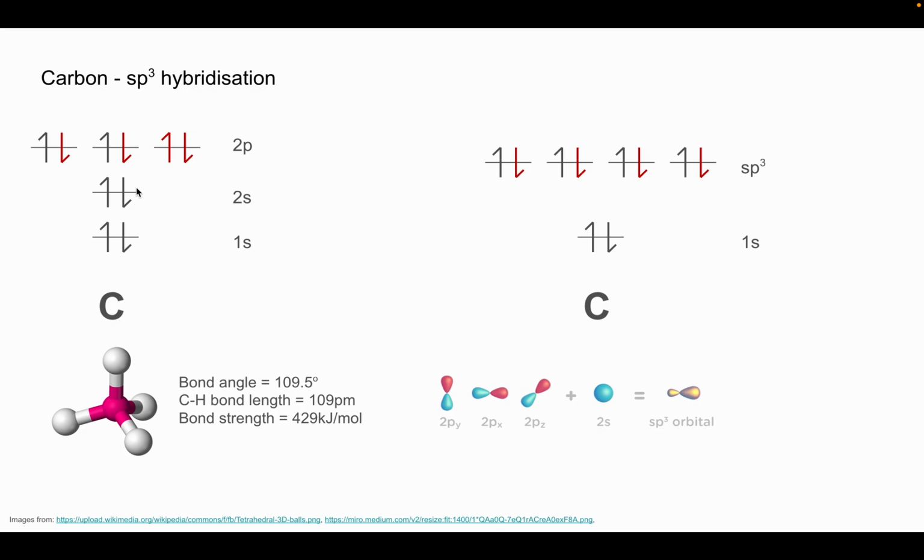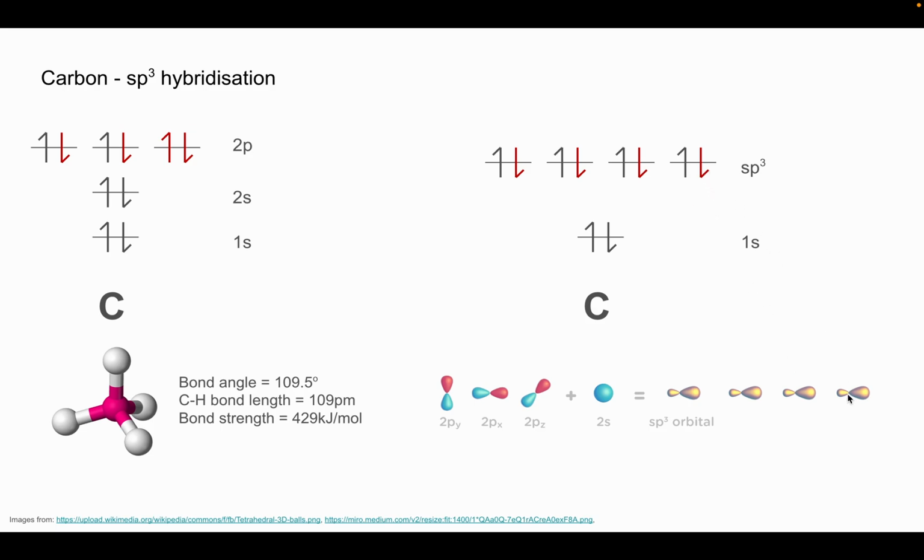This is what it actually looks like in terms of the shape of the orbitals. 2py, 2px, and 2pz are in 3 different dimensions, and it doesn't look like a dumbbell, but it's called a dumbbell shape. And that one is there. Sorry, that one is there. This one is here, and this one is here. And what we've done is we've added the 2s, which is here, and we've blended these 4 orbitals together to make sp3 orbitals. Not just the one sp3, but 2, 3, 4, 5. So this is this, this is this, this is this, and this is this.